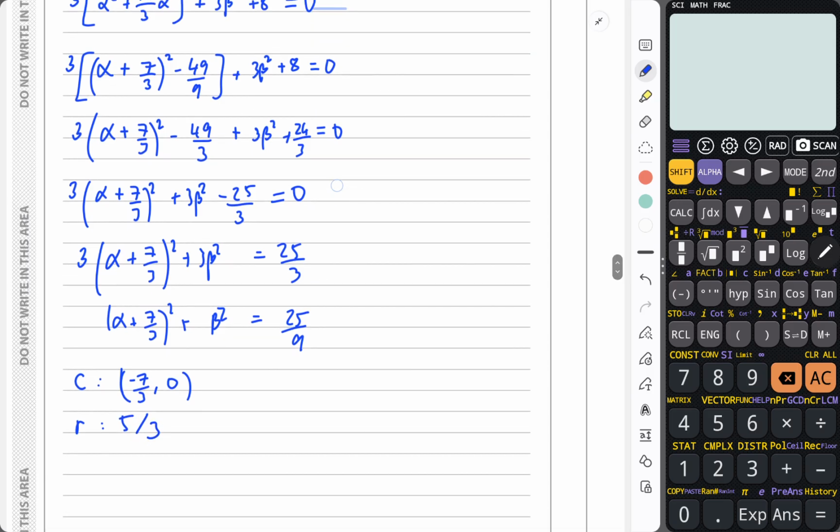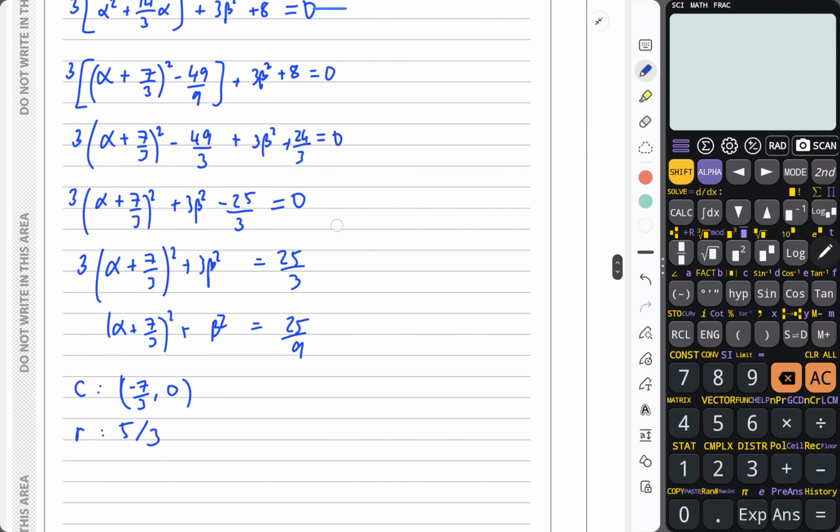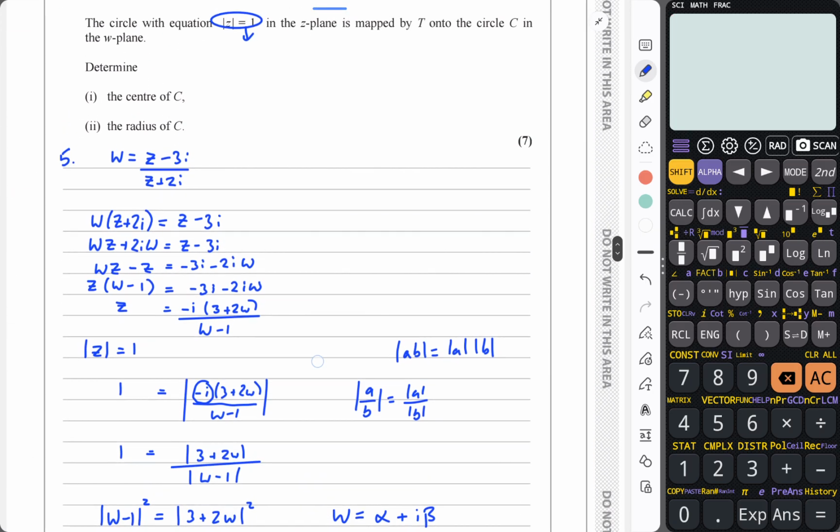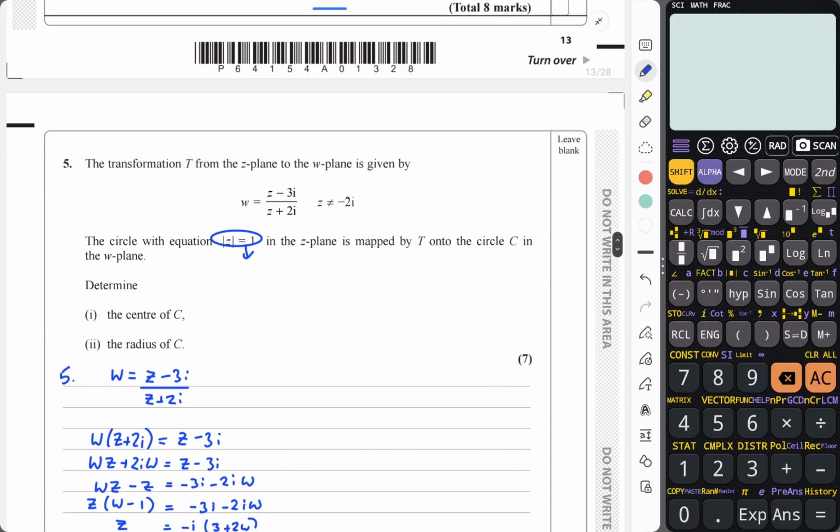There we go. So a lot of algebra, a lot of procedures that I should be used to doing: completing the square, expanding brackets, rearranging formulae. Nothing too much there, and just using the fact that we're told that z is on the unit circle.